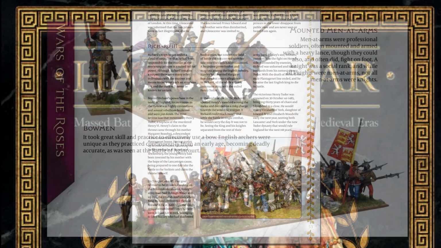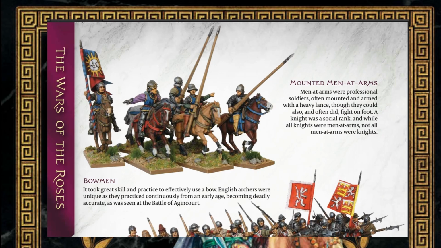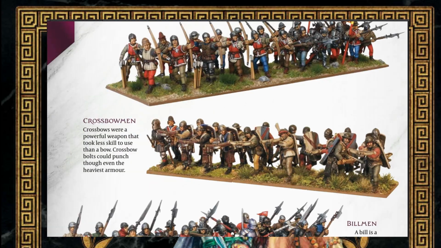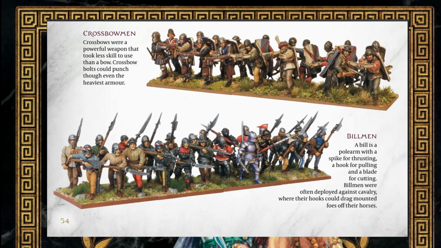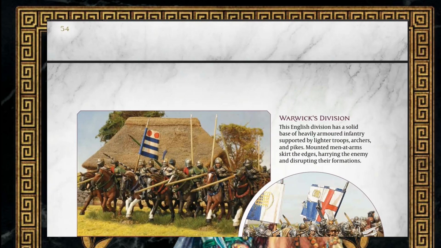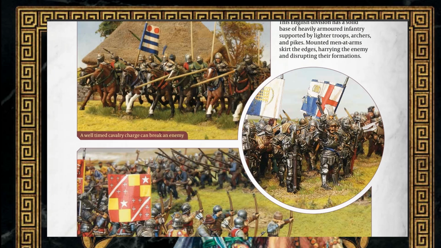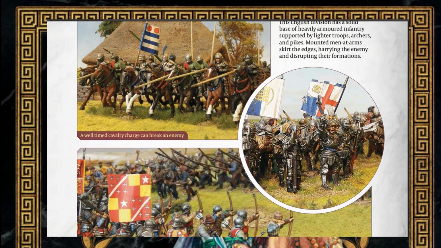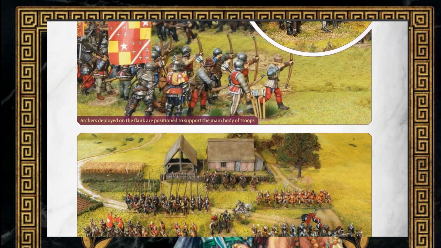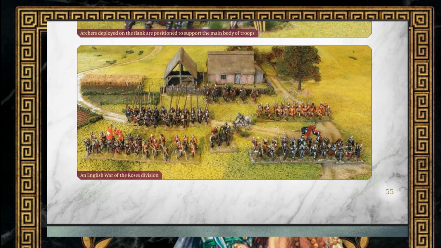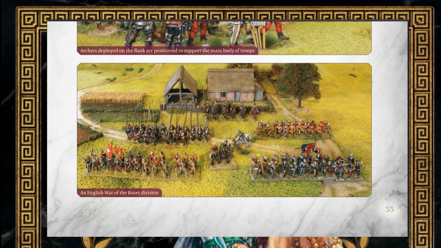But let's zoom in, and you can see these beautiful miniatures, really beautiful units of crossbowmen, longbowmen with billmen, separate billmen, really, really beautiful, obviously from the Perry collection. Again, Warwick's division. This book is really worth it, although the rules are very similar, only for these beautiful photographs that accompany it. It's really eye candy. It's really amazing, and makes you really want to collect and paint armies.